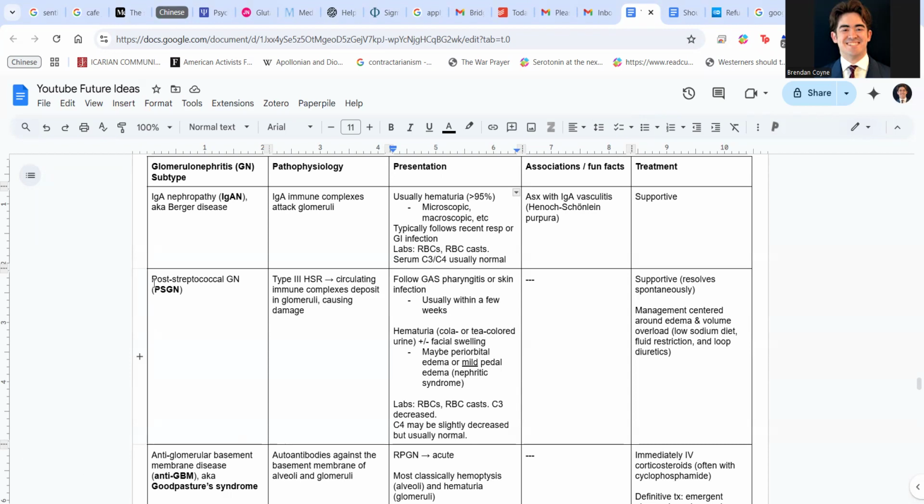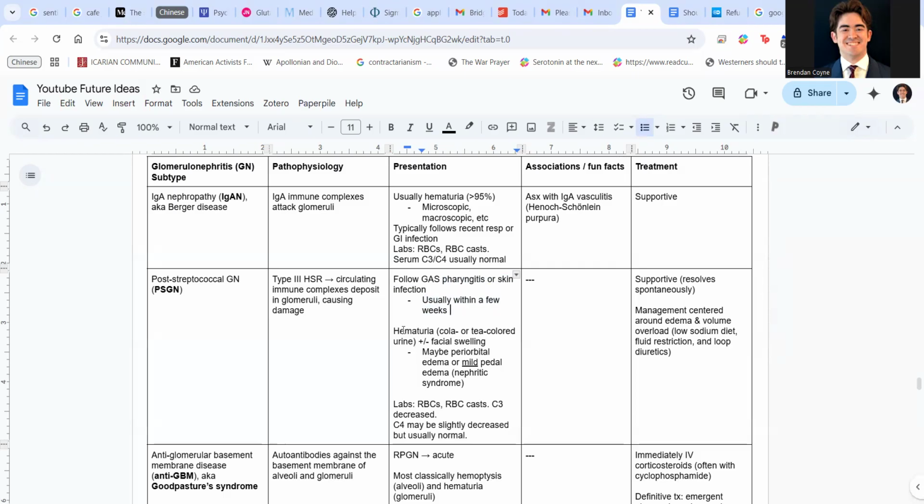The next one is post-strep GN or PSGN. This is a type 3 hypersensitivity reaction, which means that you have immune complexes circulating in the serum, usually consisting of IgG, IgM, and C3, that deposit in the glomeruli and thus cause inflammation and damage. This is also going to follow a recent infection, but it's specifically going to be a pharyngitis or skin infection. In other words, strep throat or impetigo. PSGN usually develops within a few weeks. It's usually not immediately after the infection.